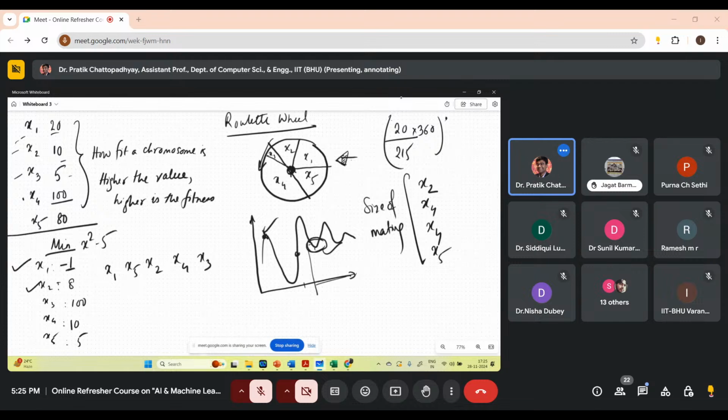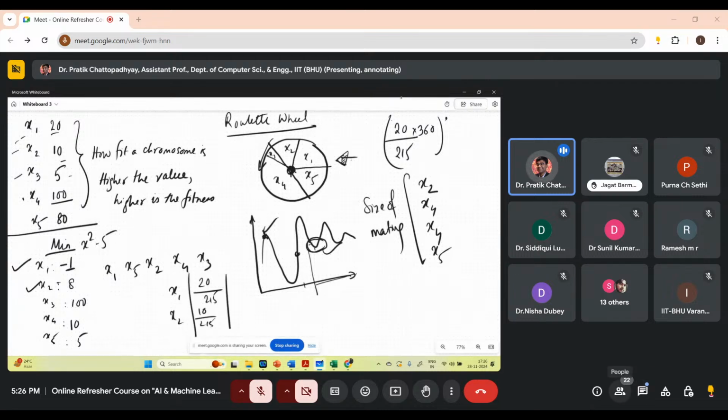Okay, so canonical selection eliminates that chance completely, but here we have a small chance of selecting very bad chromosomes also. And so we look at how to implement this when we do programming. Basically, you can find the normalized fitness values. So for x1, the normalized fitness value is 20 divided by the summation of all the fitness values, that is 215. For x2, it is 10 by 215 and so on.